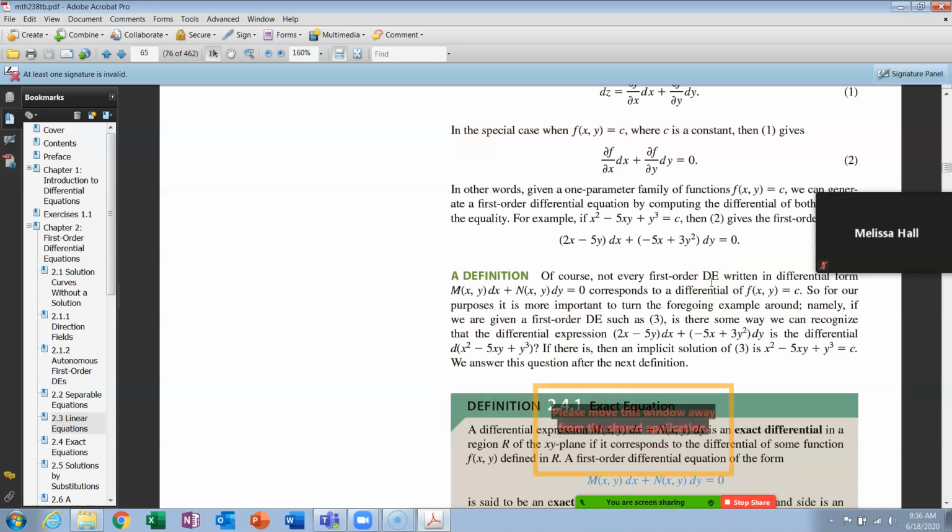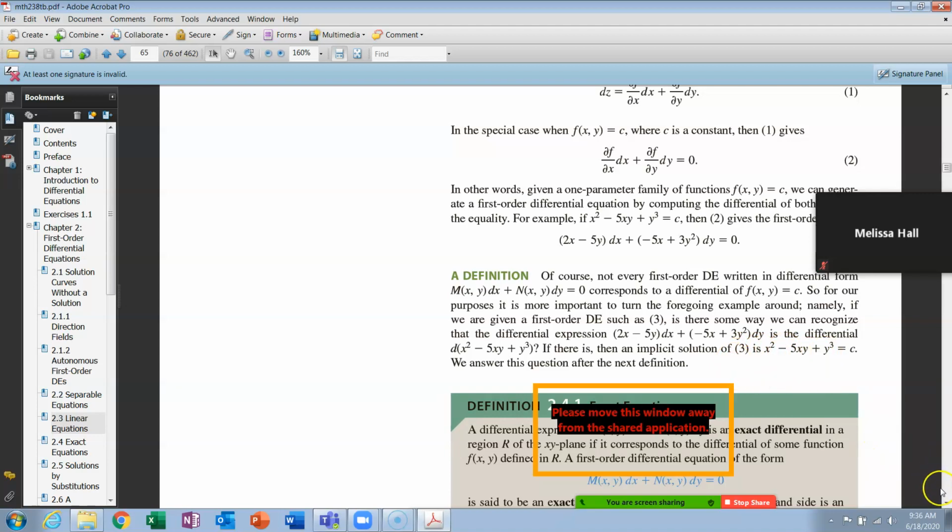So for our purposes, more important is to turn the foregoing example around, namely if we are given a first order differential equation. That's why I said we're doing this one backwards. Given a first order differential equation, such as this one, we don't know that it's linear. We don't know that it's separation of variables. I'm guessing it's neither one. Is that a perfect derivative? If it is, then there is an implicit solution. And that's what we know it is, okay?